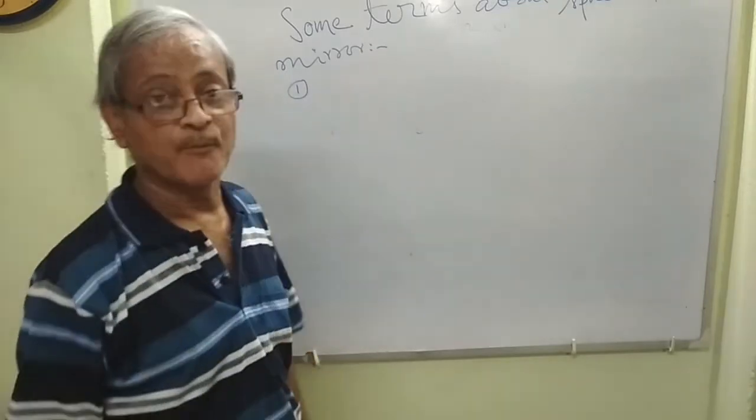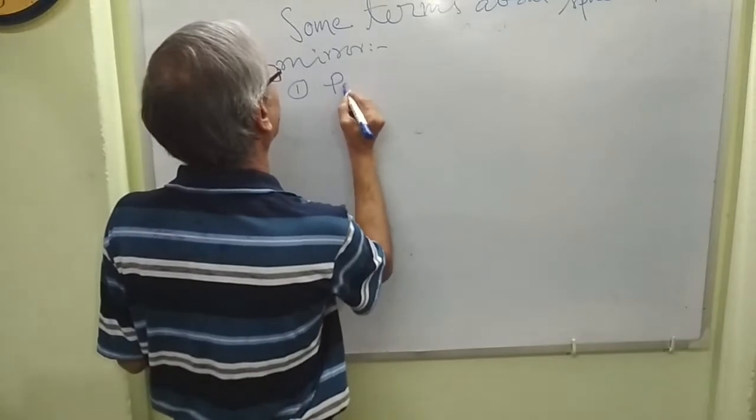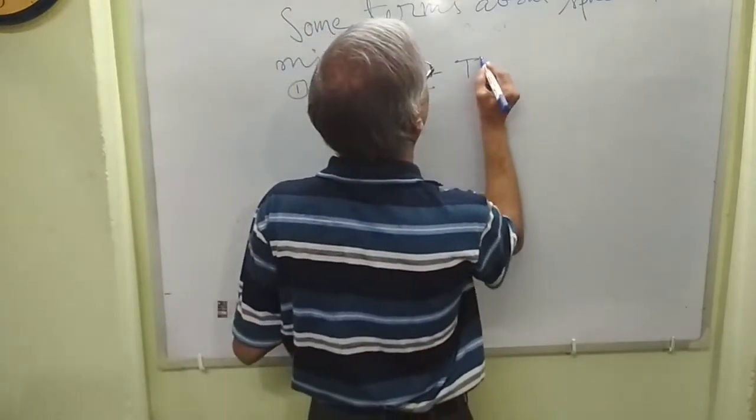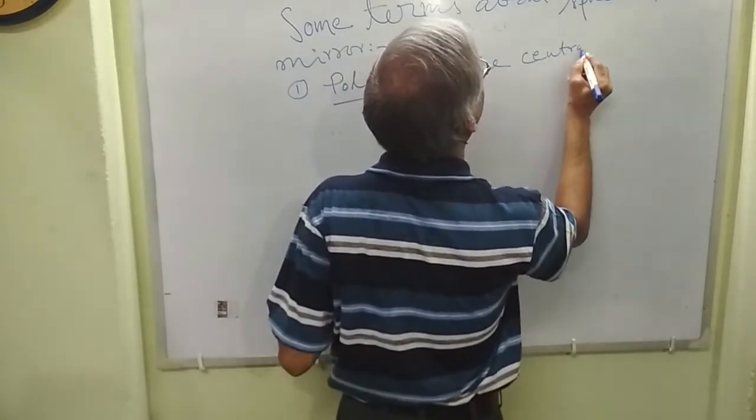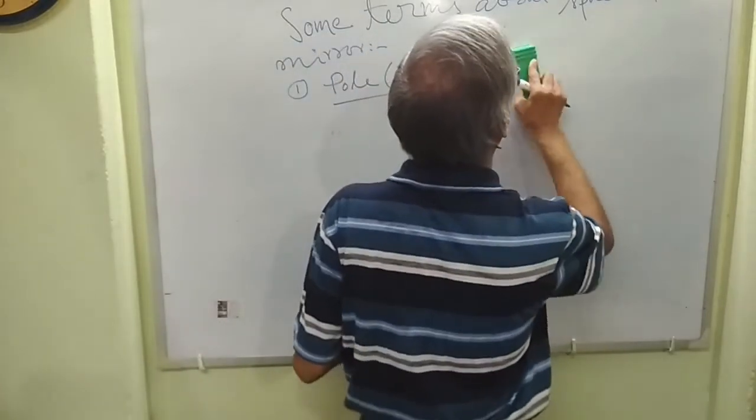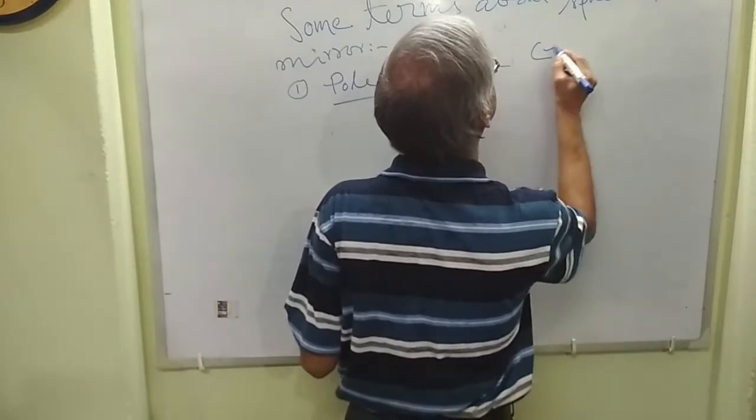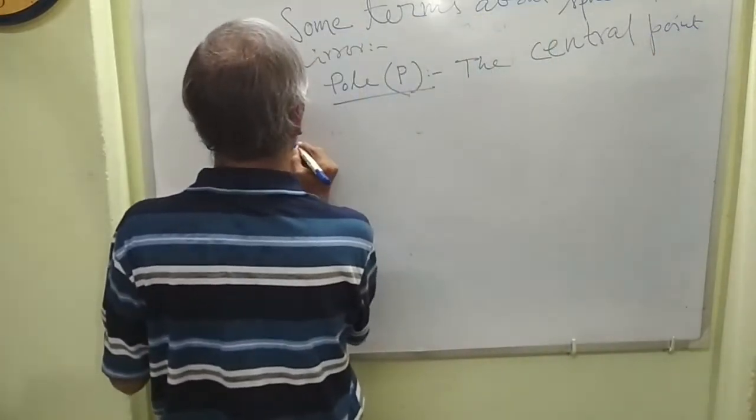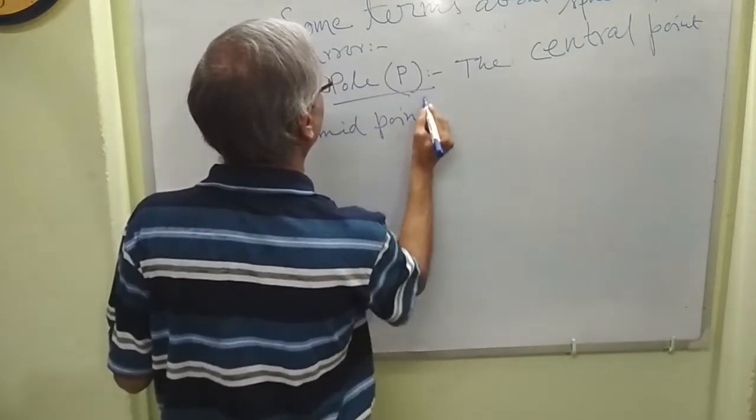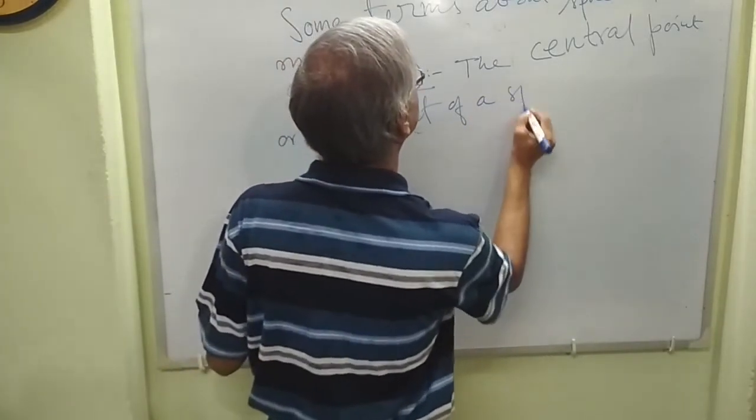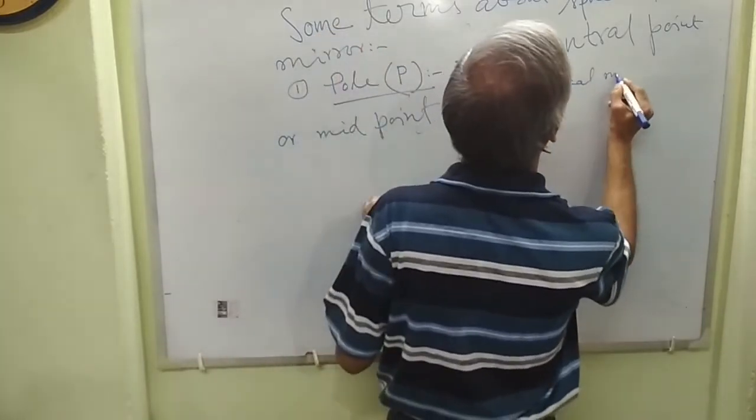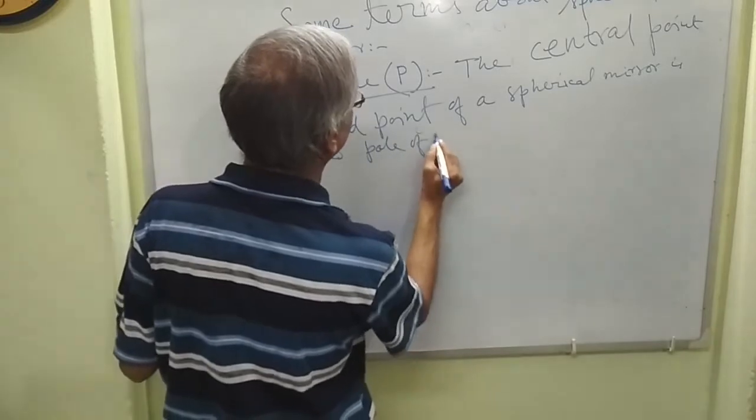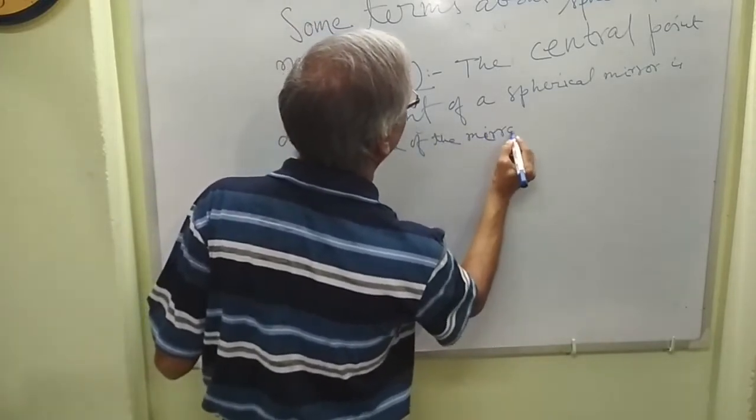Number one, pole of a mirror. Pole is indicated by capital P. The central point or midpoint of a spherical mirror is called the pole of the mirror, right?